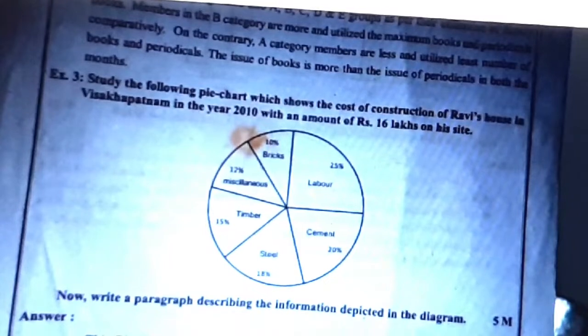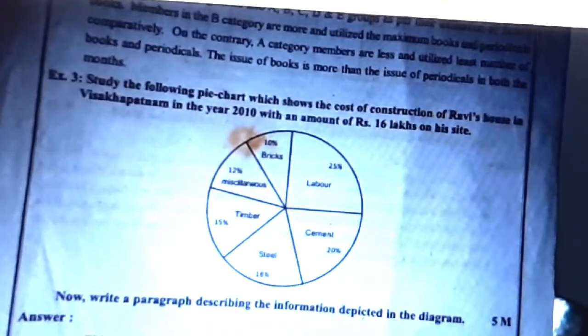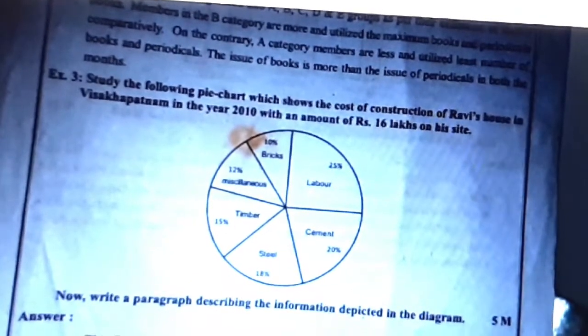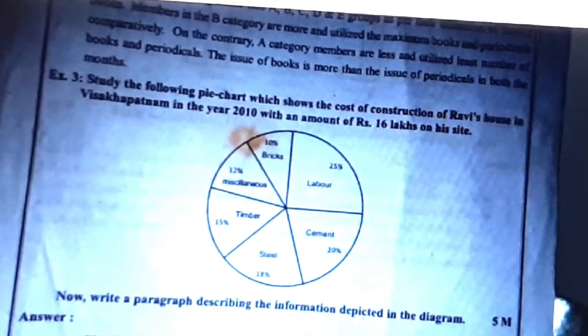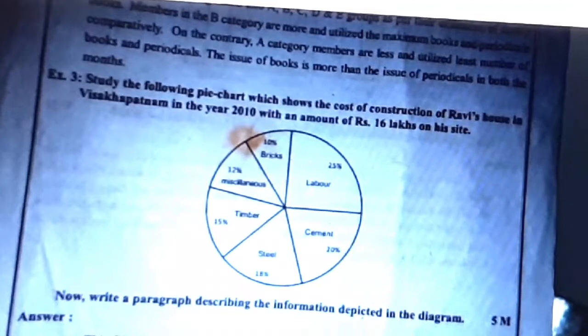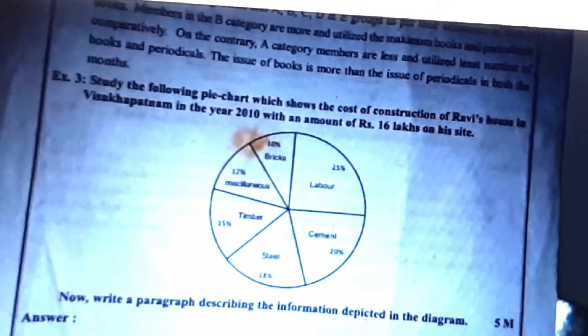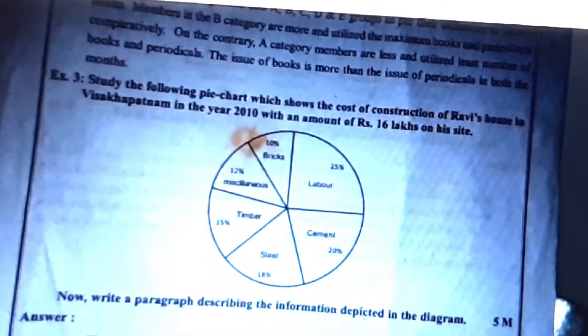Now I write a paragraph. Here is a line: "Now write a paragraph describing the information depicted in the diagram." See the diagram. After that comma, we remove that comma and add "I": "I write a paragraph describing the information depicted in the diagram." Write it as the first line.